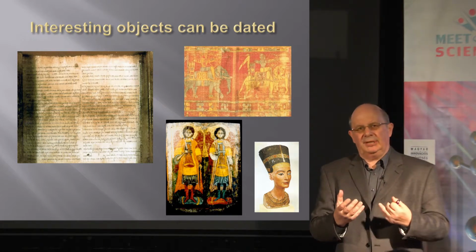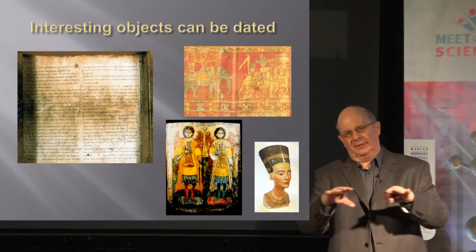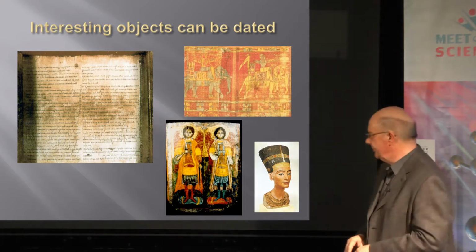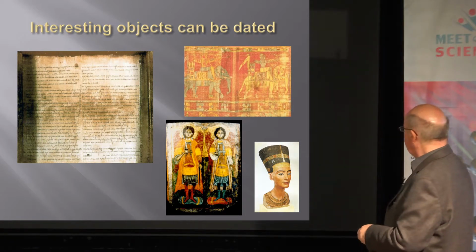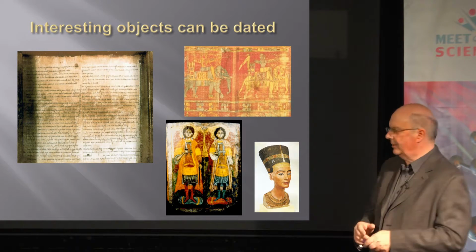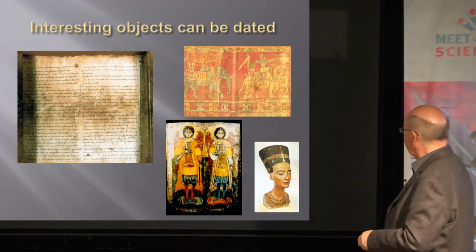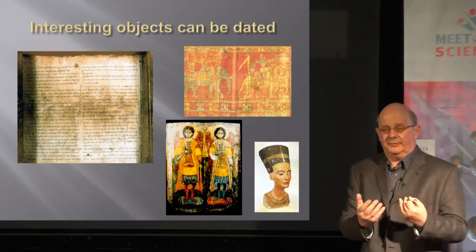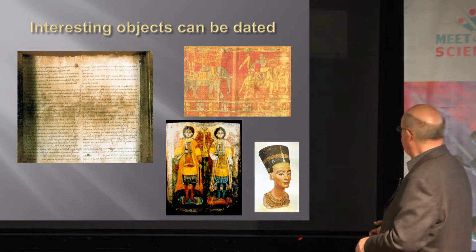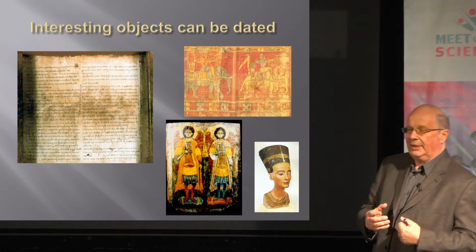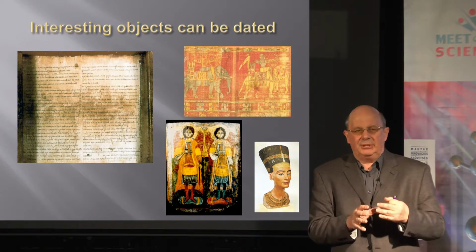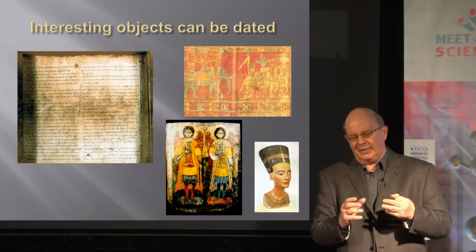It's parchment. That means it's the skin of a sheep or a lamb. And this one is silk. It's a textile. This one is a painting on a wall, a kind of fresco. And this one is obviously a statue. So there are all these kinds of materials that we can potentially date.